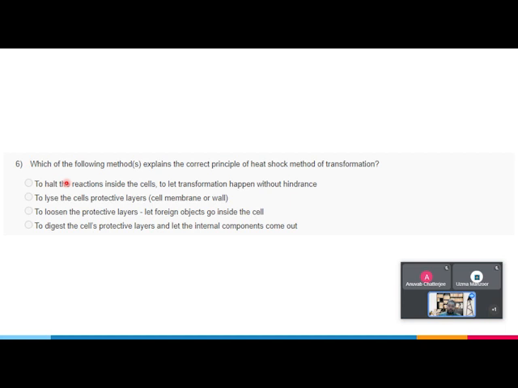So what does the heat shock do? It halts the reaction inside the cells and lets transformation happen without hindrance. It lyses the cell's protective layer, which can be the cell membrane or cell wall. It loosens the protective layer and lets foreign objects go inside the cell. It digests the cell's protective layers and lets internal components come out. Which do you think is the correct option?